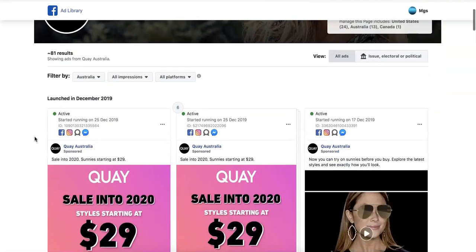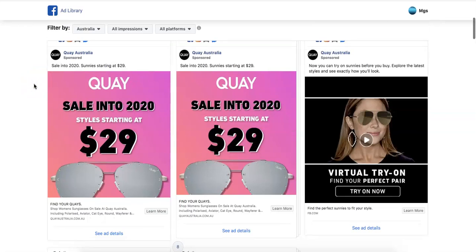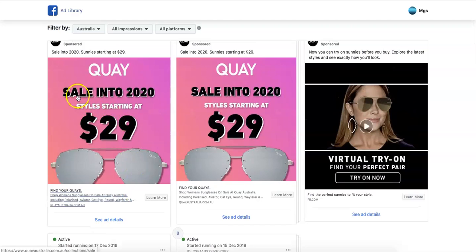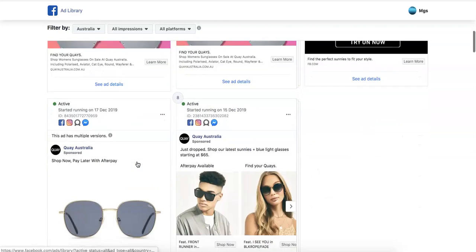Once we go to ad library, we're going to see all their ads. As you can see here, just in Australia, they're running 81 different ads. What I like to do when I'm running ads is have a look at what they're running. We can see they're running 2 ads side by side, exactly the same, for $29 Quay Shades. Okay, that's a good ad. It's just straight to the point. There's a sale in 2020, and $29 for this pair of sunglasses is good.